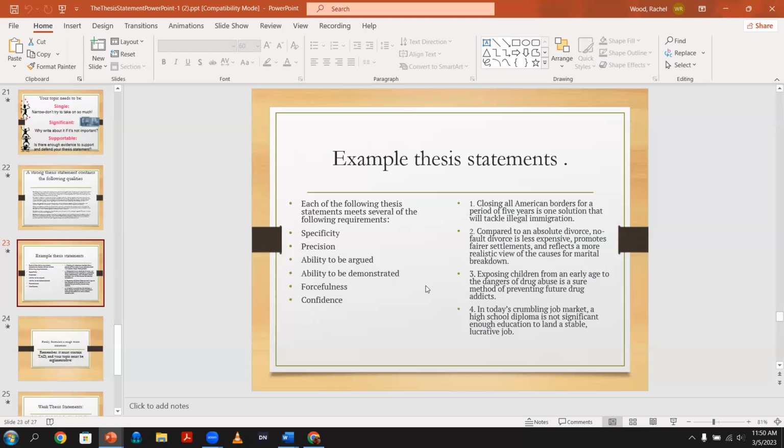You would answer the question why a high school diploma is not significant enough education to land a stable and lucrative, which means well-paying job. So these are just some examples of solid thesis statements, and really there to help you as you begin to develop a thesis statement, which isn't coming for a couple of weeks, but I want you just to see and understand what a good solid thesis statement is, to give you time to practice and rehearse what you're maybe going to think about writing about, because when we return from spring break, you will have to have a topic and a thesis statement developed.